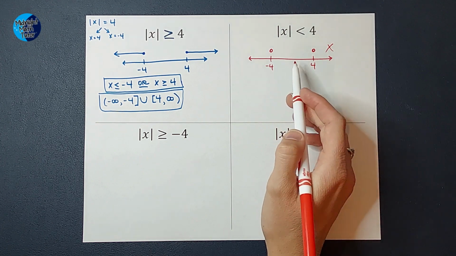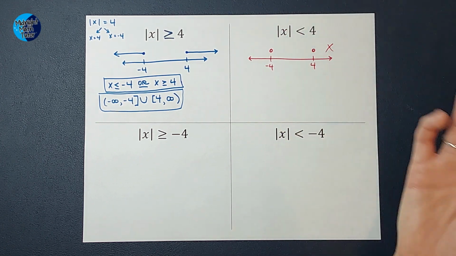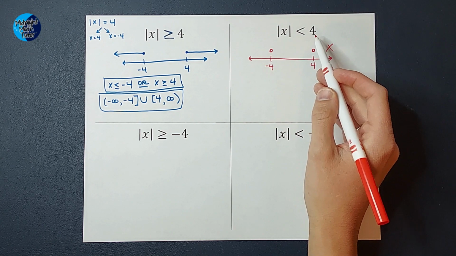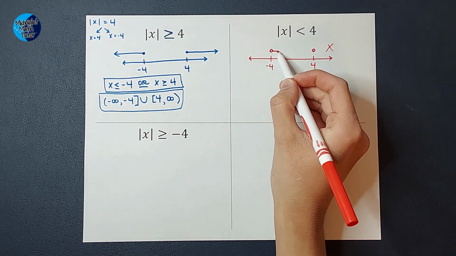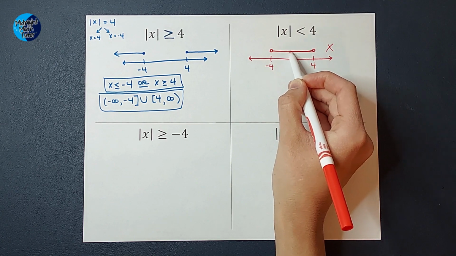What about the numbers in between? So let's plug in 0. The absolute value of 0 would be 0. 0 is less than 4. Well, that's true, right? So these guys in here work.